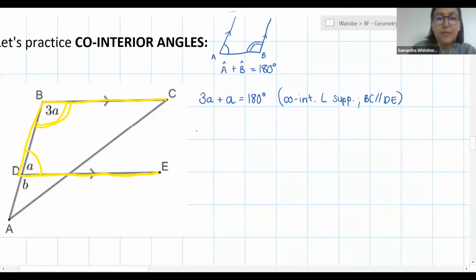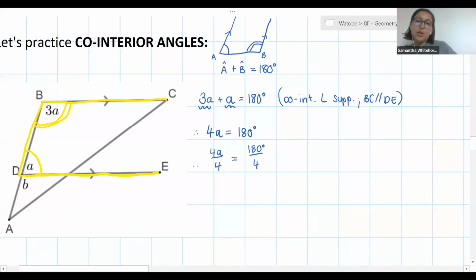Okay, so once we have this, we can now set up our equation. Now guys, remember 3A and A are like terms. So this is actually 4A is equal to 180 degrees. And then to solve for A, what we need to do is divide both sides by 4. That will allow me to get A by itself. Once I have divided 180 by 4, and you can just do it on a calculator, you get 45 degrees. And so what you've worked out is that A is equal to 45 degrees in this diagram.